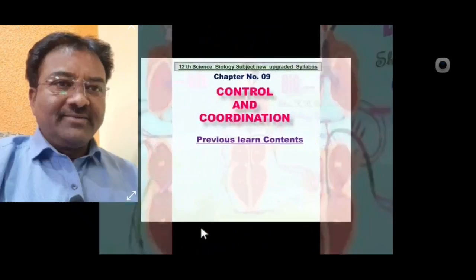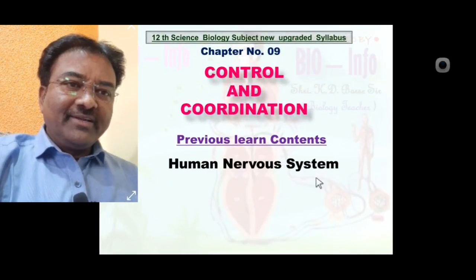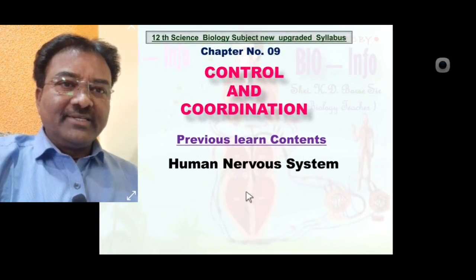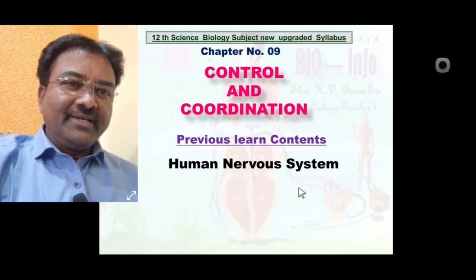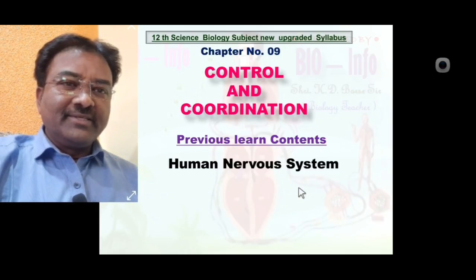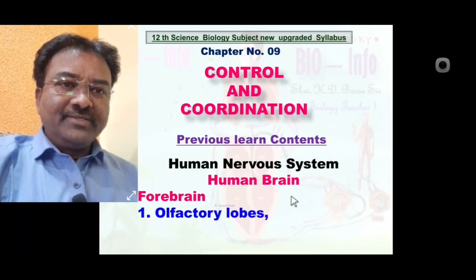In the previous lecture we learned the control and coordination chapter concepts. You know the human nervous system consists of the central nervous system, peripheral nervous system and autonomic nervous system. The central nervous system consists of brain and spinal cord. The human brain consists of three parts: forebrain, midbrain and hindbrain. In the forebrain, olfactory lobes and cerebrum, also diencephalon, are the parts of the forebrain.